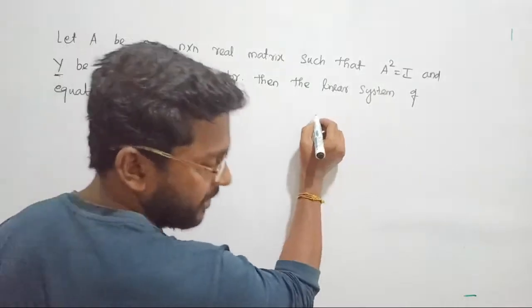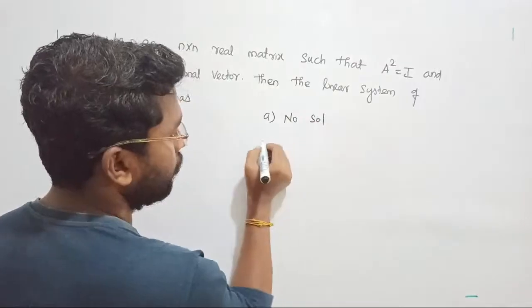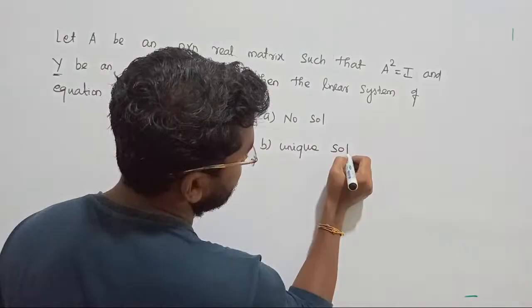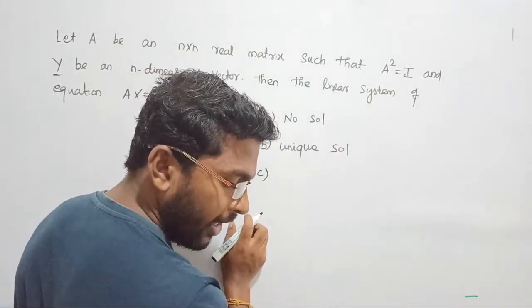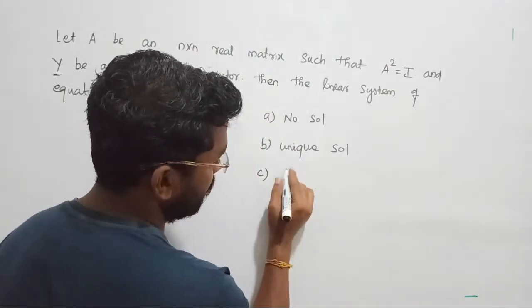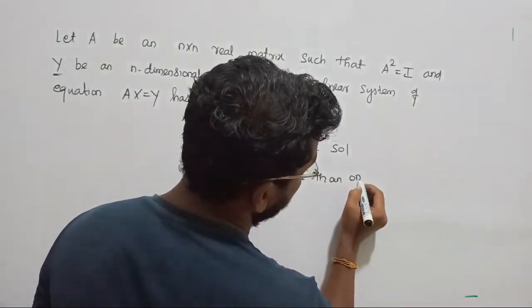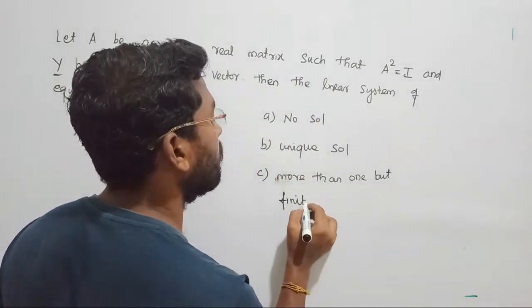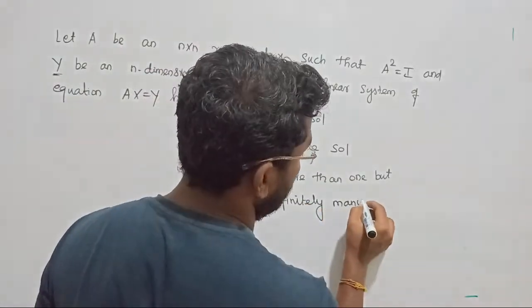Next, A x equals y has. They gave 4 options. Option A, no solution. Option B, unique solution. Option C, more than one but finitely many independent solutions. That is wrong actually. More than one, but finitely many independent solutions. Anyway, this option is wrong.